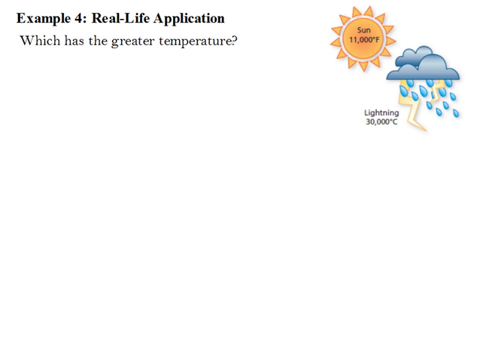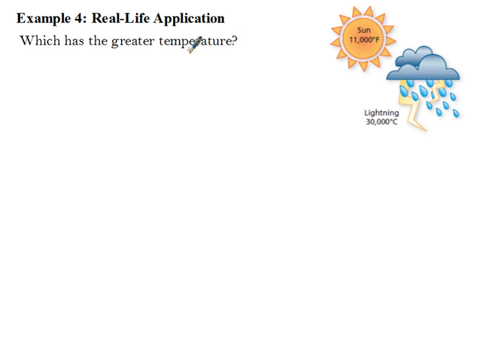Okay, now we're on example number 4, which is the very last one of the unit 3.5. This time, I'm going to call this a real-life application, because here you have a sun and you have a lightning. The sun is 11,000 degrees Fahrenheit, and the lightning is 30,000 degrees Celsius. Notice they're both in different types of degrees, and it's asking you which has the greater temperature.